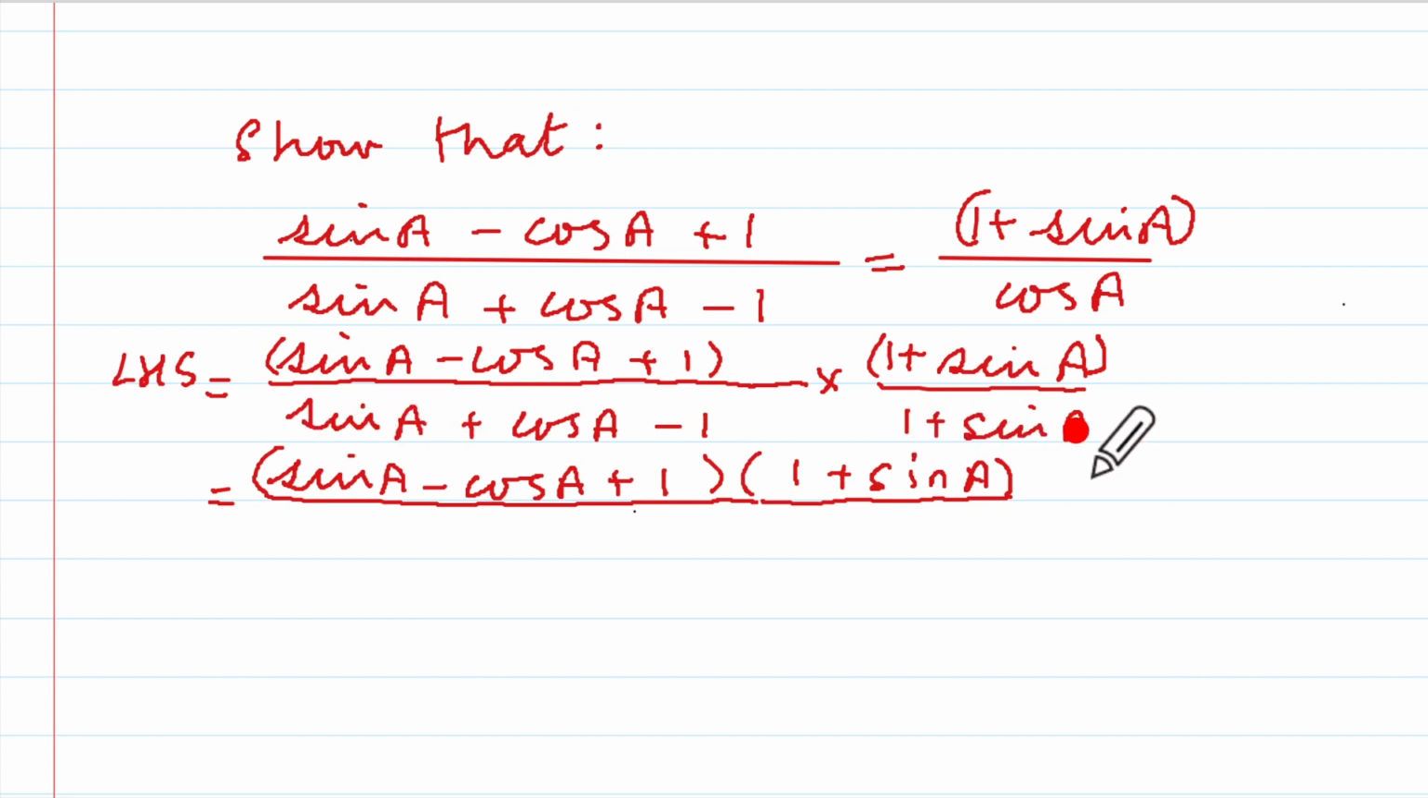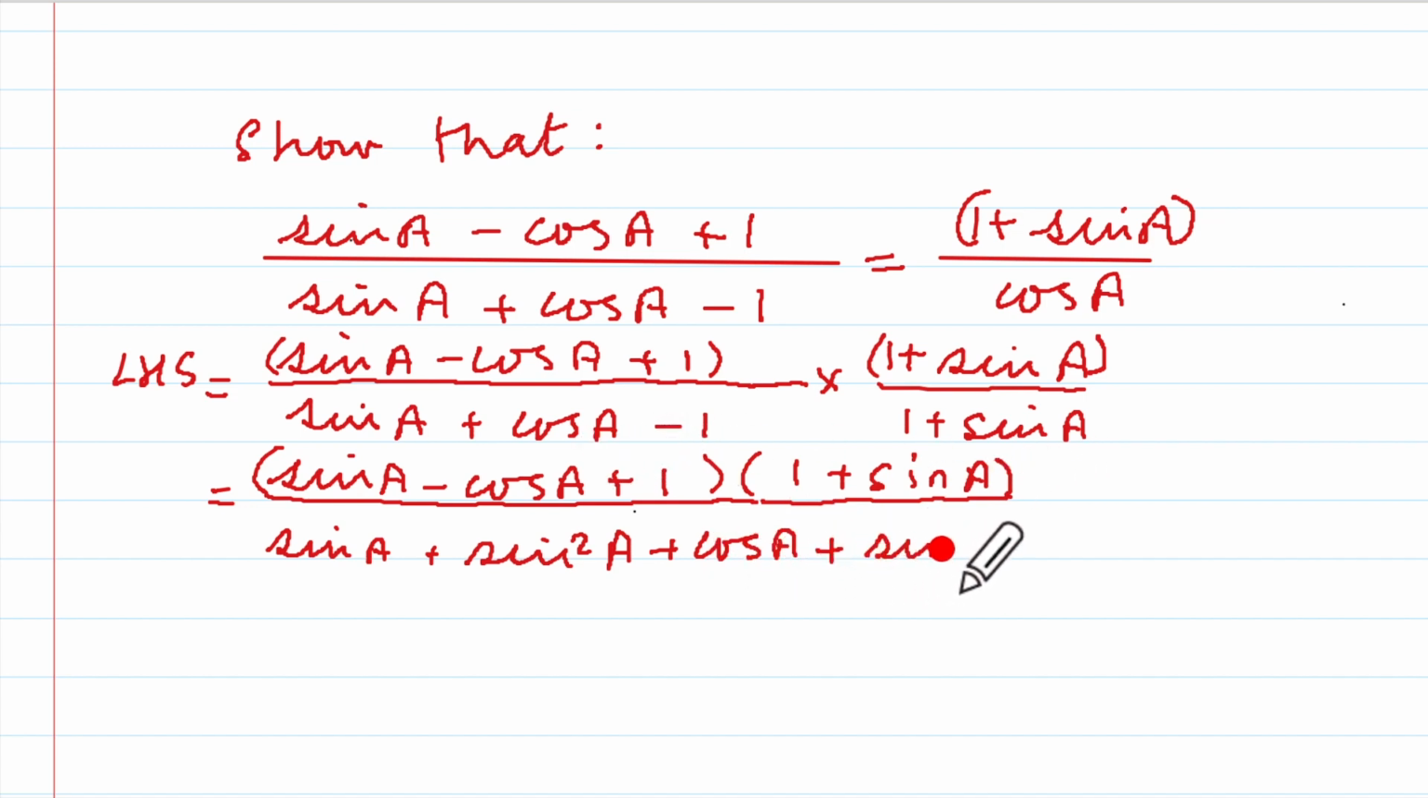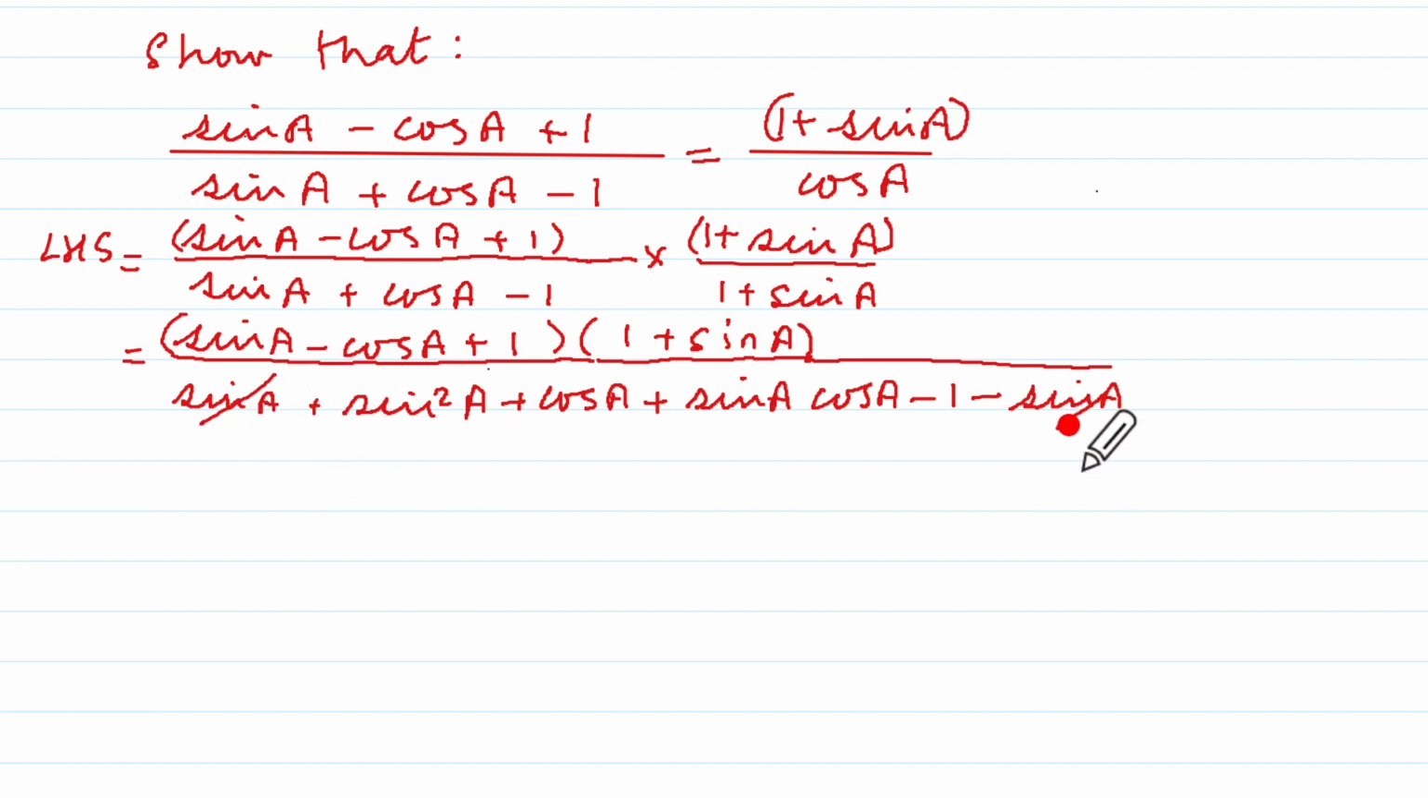Let us take sine a and multiply these two with that. So we will have sine a plus sine square a. Now take cos a. So plus cos a into 1, that is cos a. Cos a into sine a, that is sine a cos a. And now we multiply by minus 1. Minus 1 into 1 is minus 1. And minus 1 into sine a is minus sine a. Sine a gets cancelled. And what do we have over here? We have sine square a minus 1.